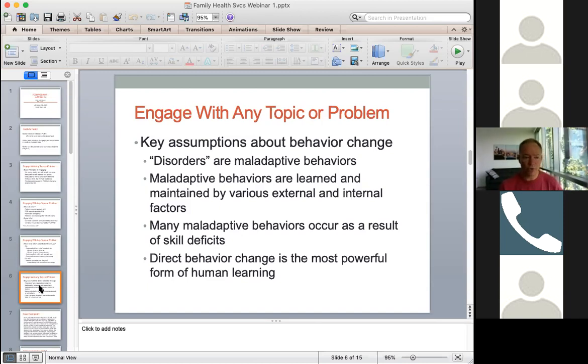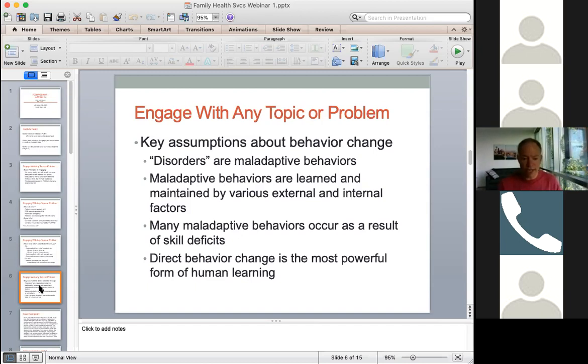Okay, so maladaptive behaviors are learned. They're maintained by various external and internal factors. And many maladaptive behaviors occur as a result of skill deficits. So maybe the reason that you are drinking in response to stress is because you never really learned what else to do when you are stressed instead of drinking. You're not sure how else to cope with that stress. It's a skill deficit.